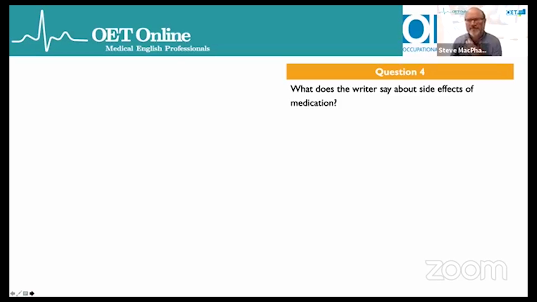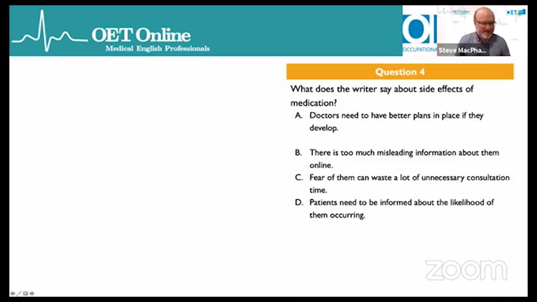So the next question, what does the writer say about the side effects of medication? So we're looking for information about the side effects. And for this one, let's just go through and we might go and underline some questions. So we're looking for side effects. On exam day, you'll be underlining on your test paper. And then it says, doctors need to have better plans in place if they are to develop. So the doctors need to have better plans in place. That's what we're looking for. Should have better plans. If they obviously means side effects.